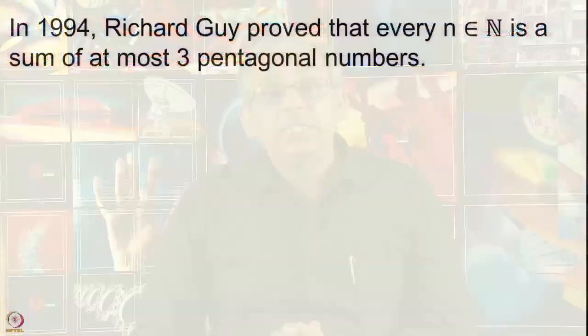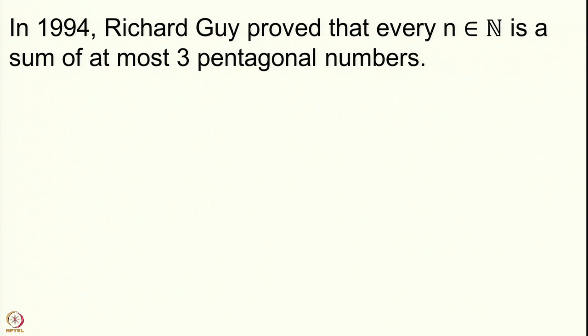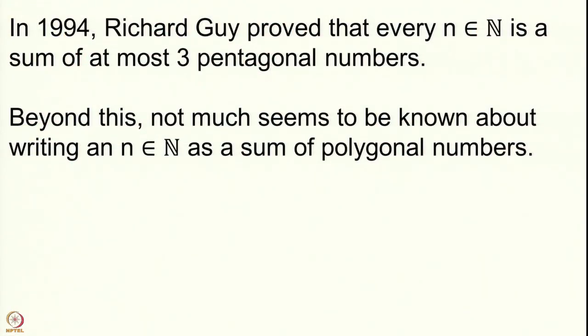And we can ask what would happen for higher polygonal numbers. So Richard Guy in 1994 proved that every natural number is a sum of at most 3 pentagonal numbers. But he generalized the earlier concept of a pentagonal number. Using his slightly generalized concept, he could prove that every n is actually a sum of at most 3 pentagonal numbers. However, beyond this, not much seems to be known. So this is the question of writing every natural number as a sum of polygonal numbers of a fixed type.